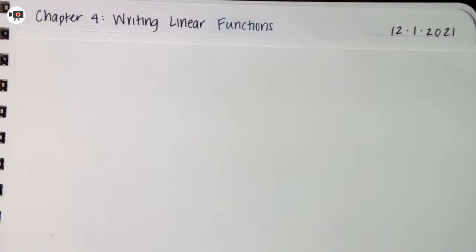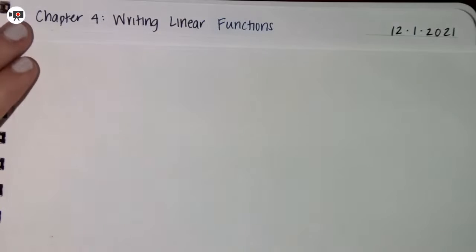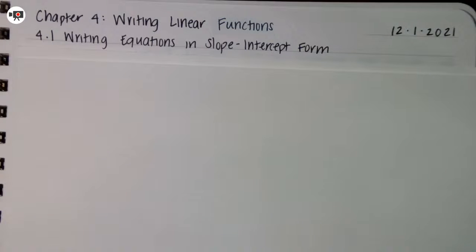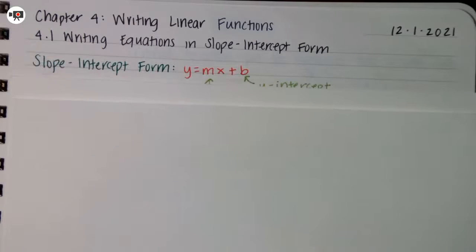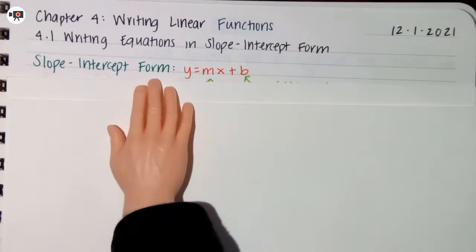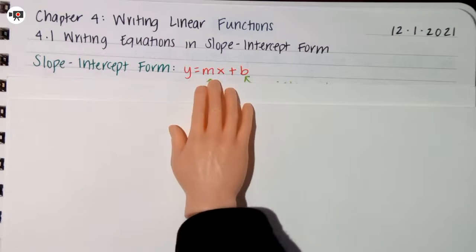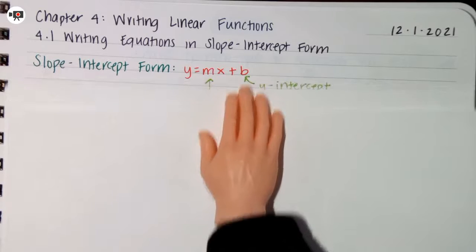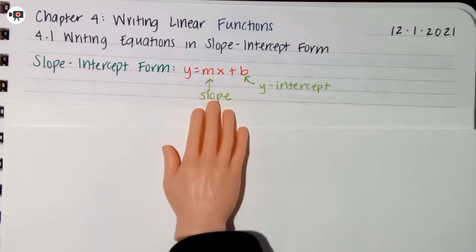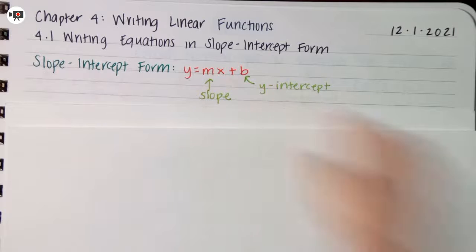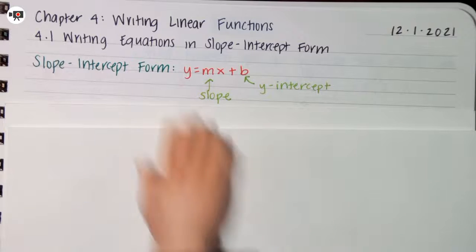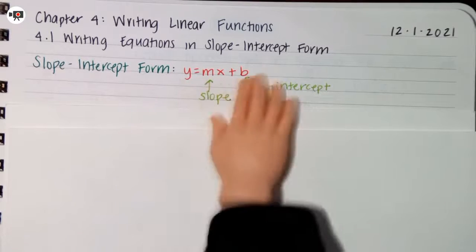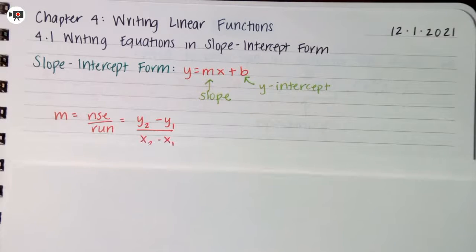We are starting Chapter 4, which is all about writing linear functions. And this is 4.1, writing equations in slope-intercept form. So first, we need to look at slope-intercept form. And that is y equals mx plus b, where m is the slope and b is the y-intercept. So we're going to be writing all of our equations to look like this form.